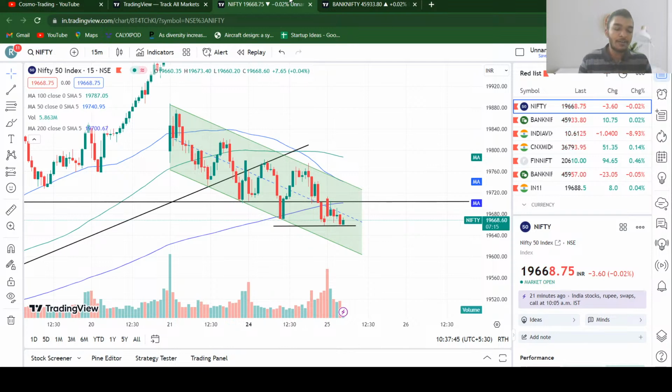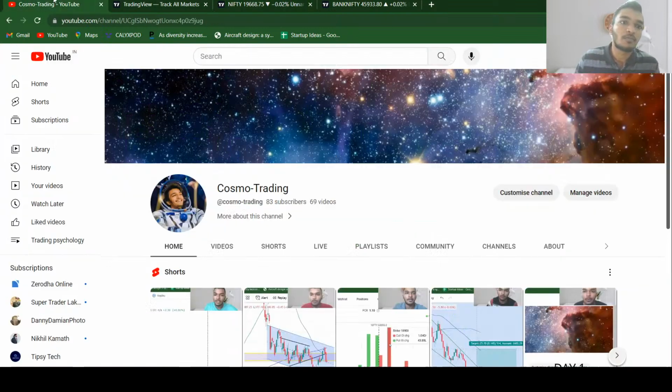So I would like to announce it once more. Today is day 6 of the challenge, and we are aiming to convert 15,000 capital to 1 lakh. And right now, we are at 23,000 capital. So, let's start the session.